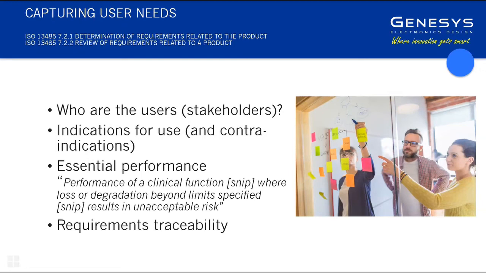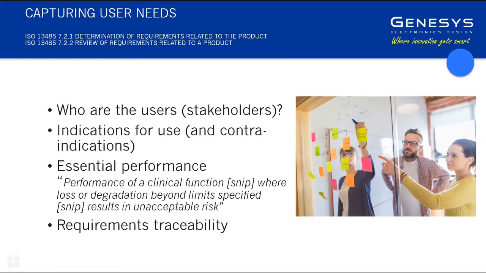I put a few dot points there of particular key items that should be considered and included in the user needs. So the indications for use: when is the device used and what's it used for? That would include who's the cohort of patients, who are potential patients that the device should not be used on because they have some condition that makes it inappropriate, etc. So that's important to consider.